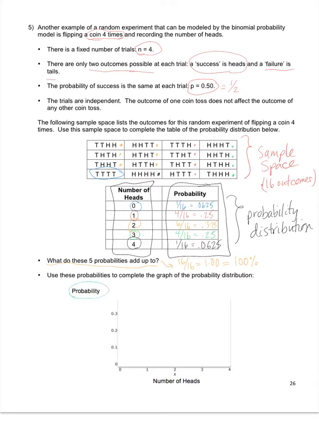All right, next thing, we're going to use these probabilities to complete the graph of the probability distribution below. So notice the vertical axis on the left is labeled as probability, and the horizontal axis is the number of heads. So for 0 heads, we had a probability of 0.06, so right about there. 1 head had a probability of 0.25, halfway between 2 and 3. Probability of 2 heads was 0.375. Probability of 3 heads was 0.25. And probability of 4 heads was 0.0625.